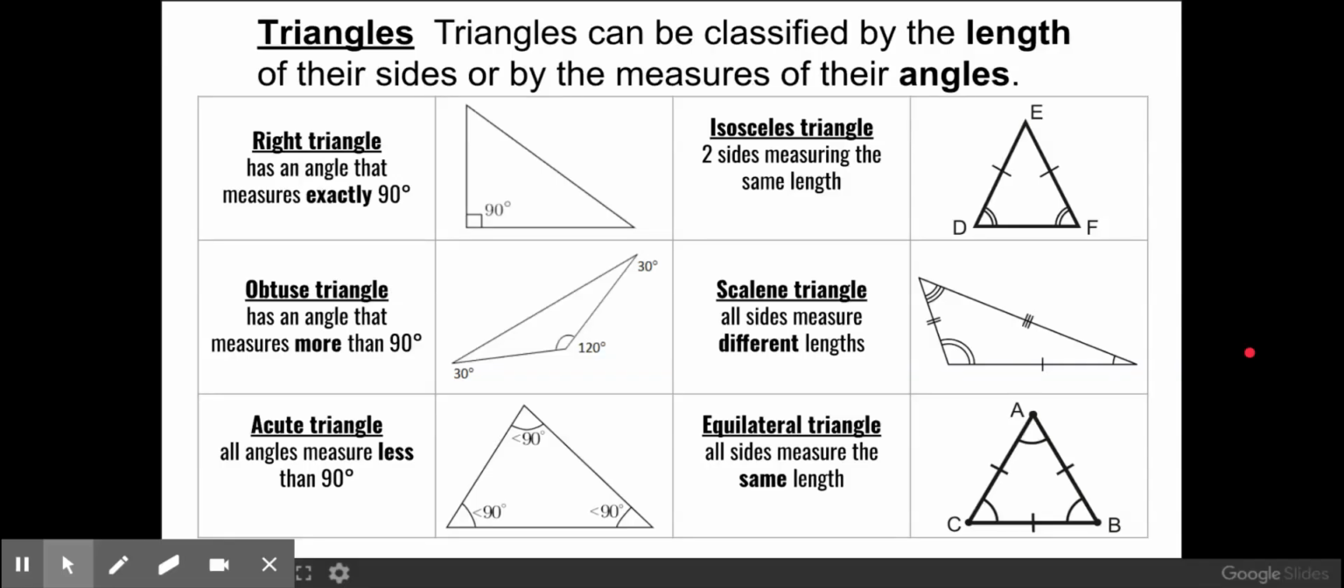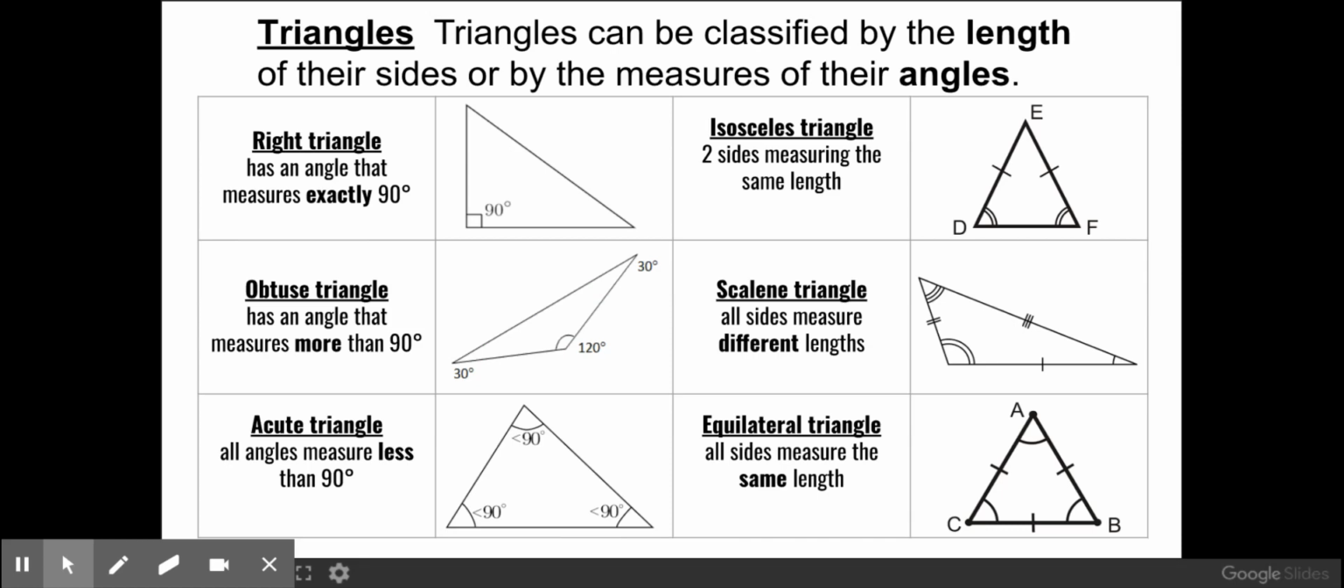Now, like I mentioned before, in fifth grade, we really don't cover triangles, but I do like to review them just because it is something you covered in third and fourth grade. So triangles can be classified by the length of their sides or by the measure of their angles. A right triangle, for example, always has an angle that measures exactly 90 degrees. An obtuse triangle always has an angle that measures more than 90 degrees, and an acute triangle has all angles measuring less than 90 degrees. Now that's how you classify them based on their angles.